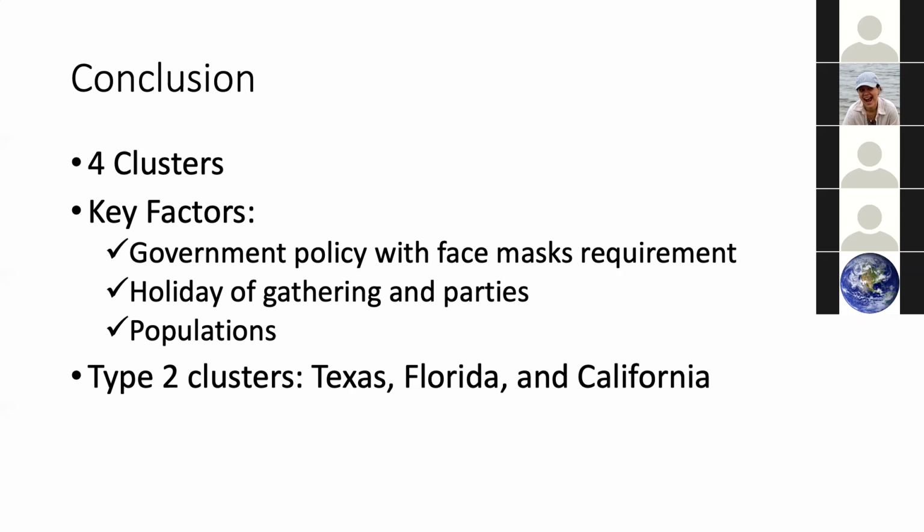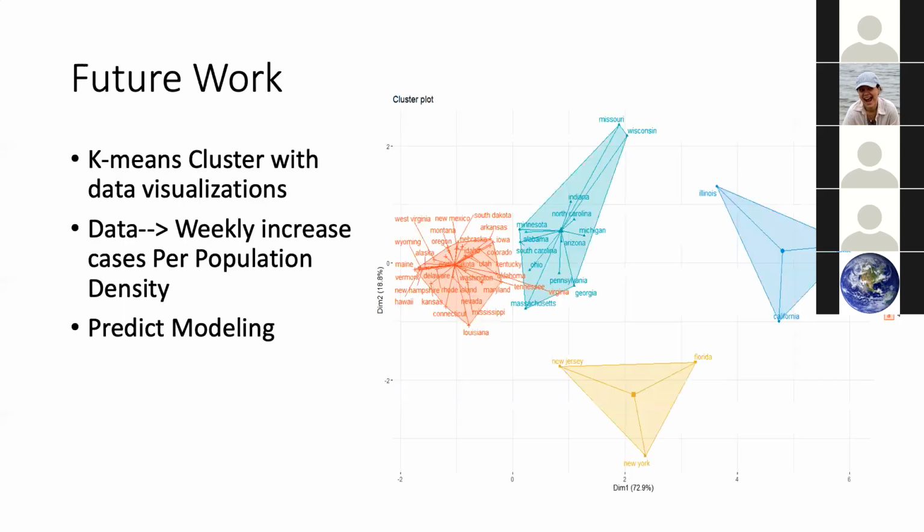The most troublesome situation is in the type 4 cluster: Texas, Florida, and California. They should be paid attention to. These 3 states have the largest population. Florida and California are 2 of the most popular states which people would like to go to during holidays for gatherings and parties. The numbers of positive cases and deaths are much higher in these 3 states than the others. These 3 states should take more effective measures to prevent future spread of the COVID-19 virus, such as government policy.